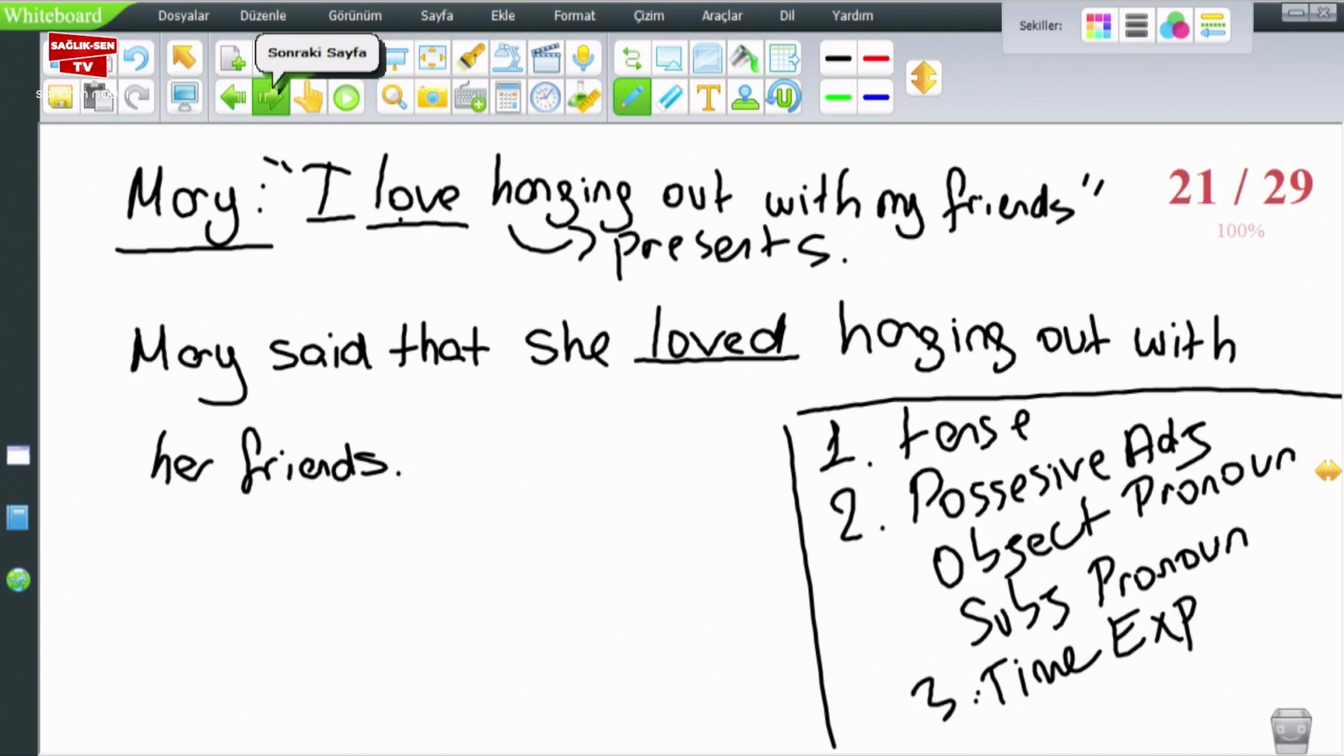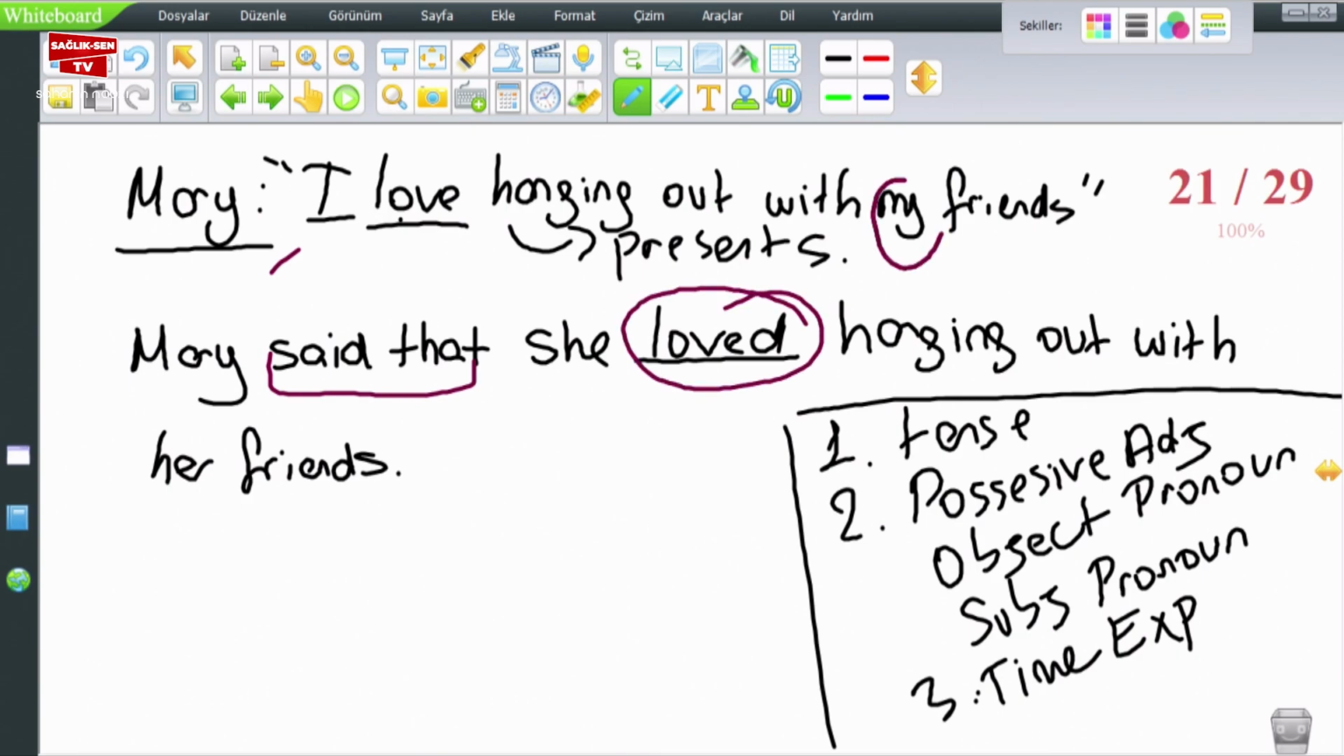So the things that we should be careful with, starting with our tense, we have just said that. And the other things are the pronouns or possessive adjectives in those sentences, and time expressions. For example, if Mary says, "I love hanging out with my friends," this sentence is built with present simple. So I am going to use past simple when I'm delivering this sentence. Mary said that she loved hanging out with her friends. So I also transformed the possessive adjective into the correct one in this sentence.